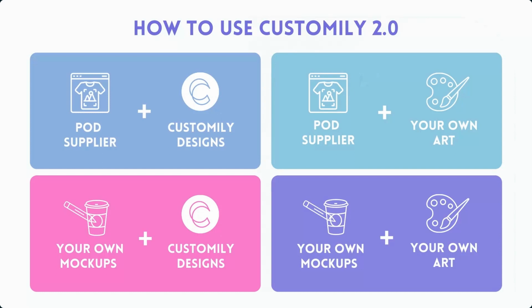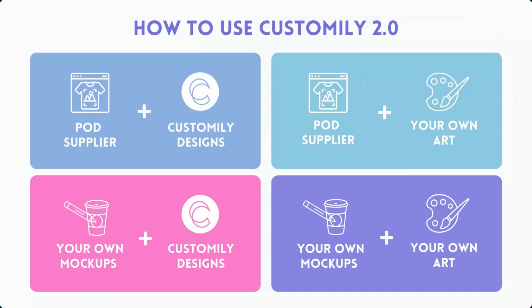For example, you can work with a print-on-demand provider who has its own product catalog and add a design from Customily's library to it. This will be the fastest path and the one that allows you to have a published product ready to sell in minutes. You can also work with a print-on-demand provider, but choose to add your own designs to their products. In this case, you will have to populate your design library before you're able to publish the products in your store.